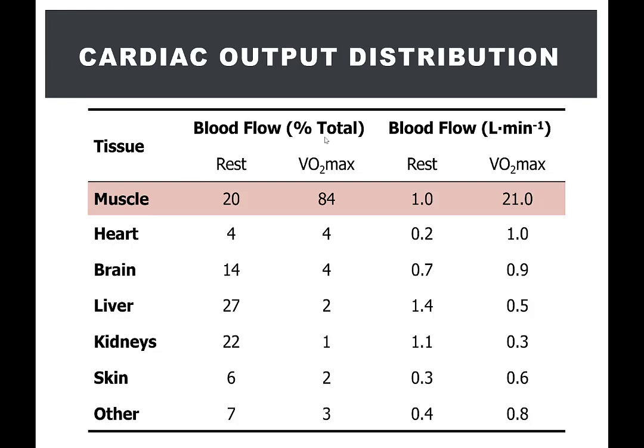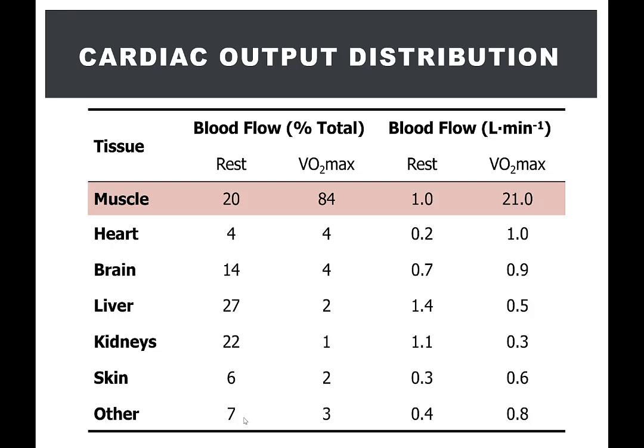total cardiac output. At rest, skeletal muscle receives about 20% of the blood flow. The heart itself receives about 4% of the blood flow. The brain receives about 14%, 27% for the liver, kidneys 22%, skin 6%, and other tissues 7% of the total cardiac output.